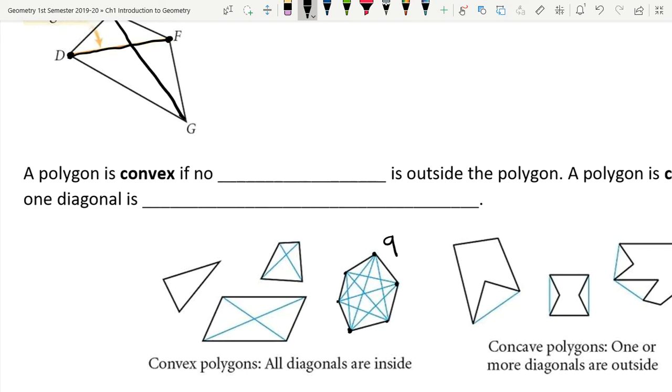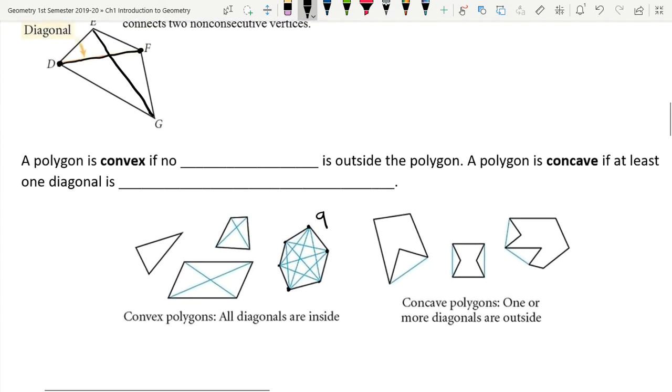There are also the words convex and concave. What's convex? Well, it's the normal one, where no diagonal is outside the polygon. And a polygon is concave if you see a little cave here. Cave makes concave, and at least one diagonal is outside the polygon.